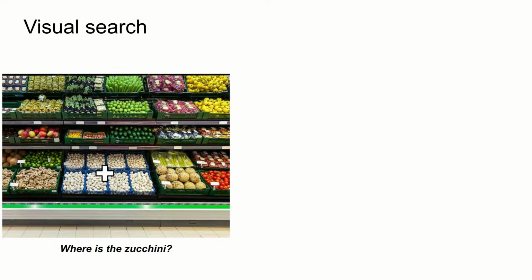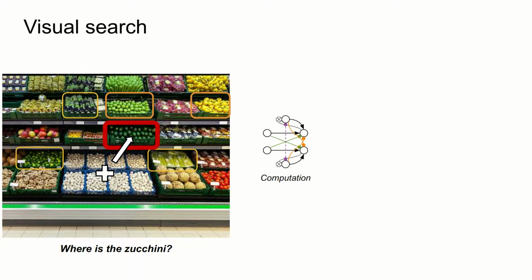Imagine you're in the produce aisle of an unfamiliar grocery store and looking for the zucchini. Although you're currently looking at the mushrooms, within a second or two you make a saccadic eye movement that lands on the target of your search. One way to explain how you did that is in terms of computational processes operating on cognitive representations.